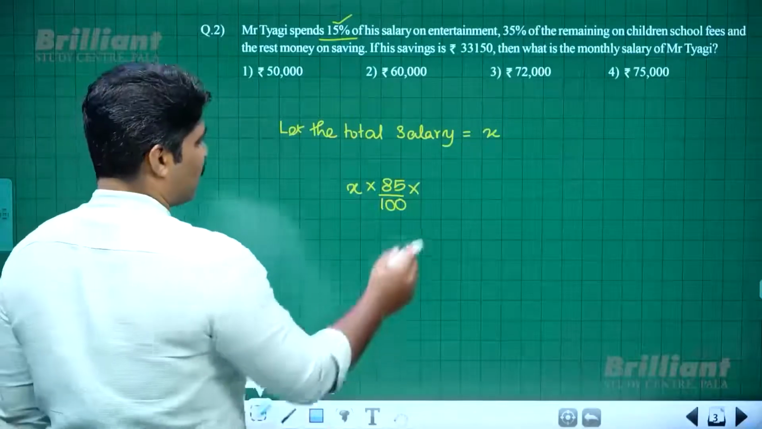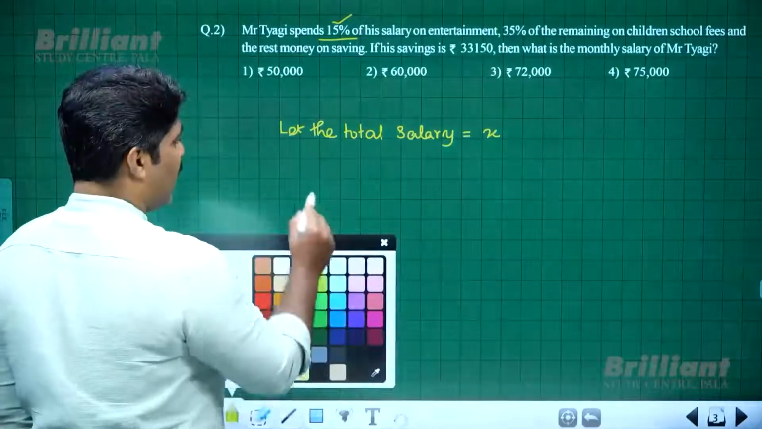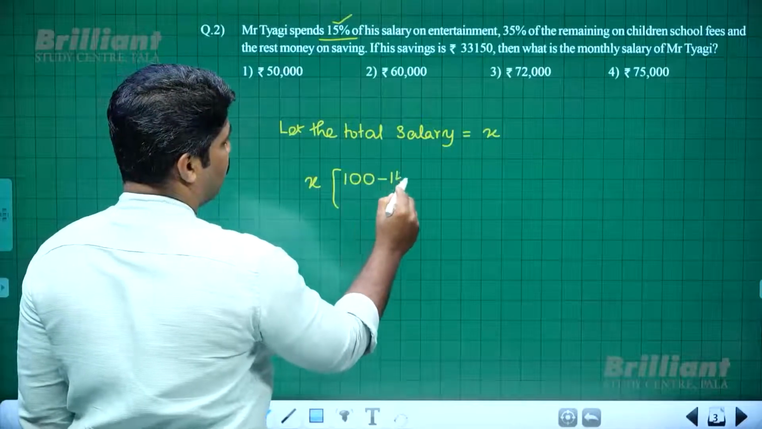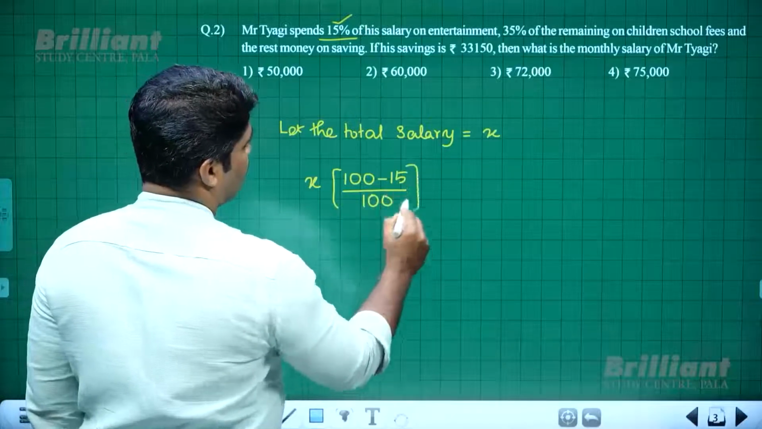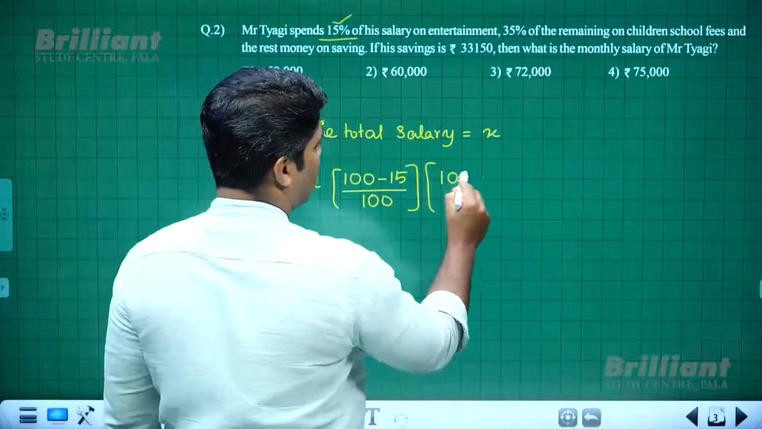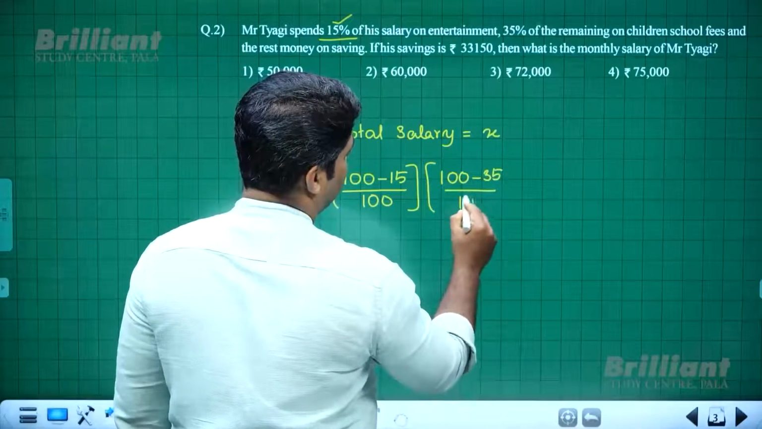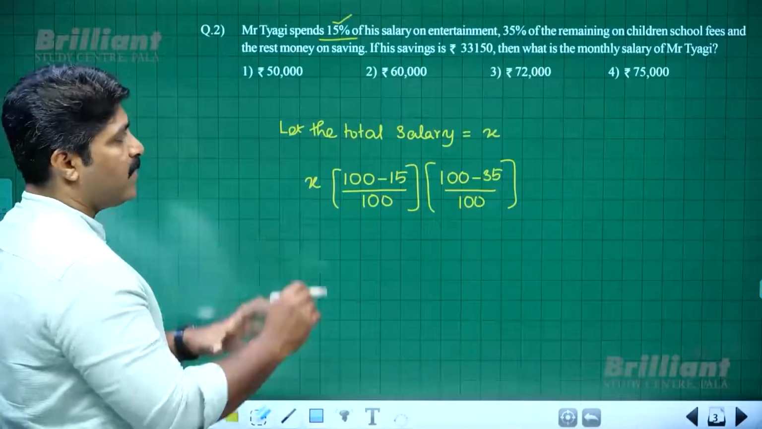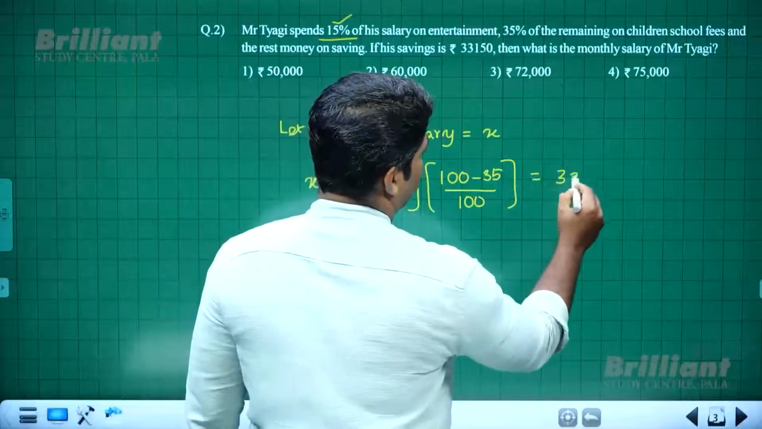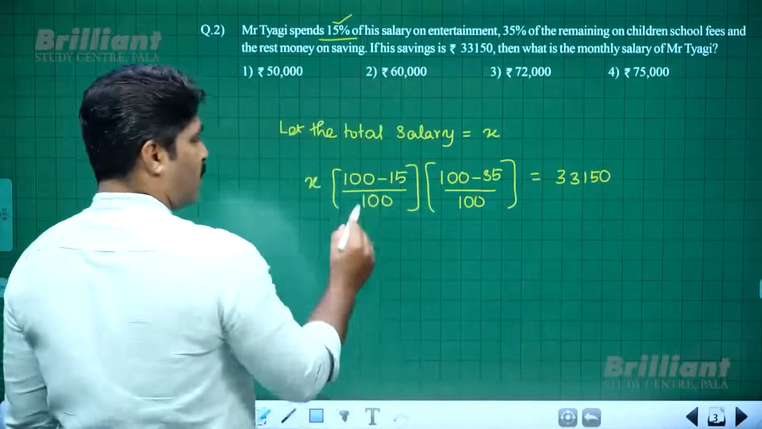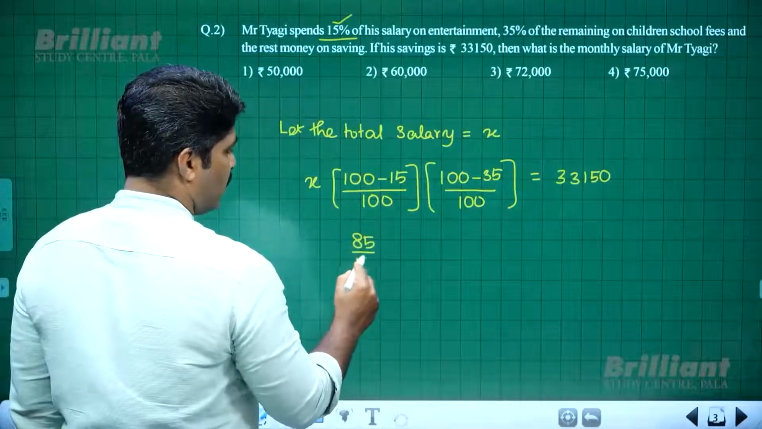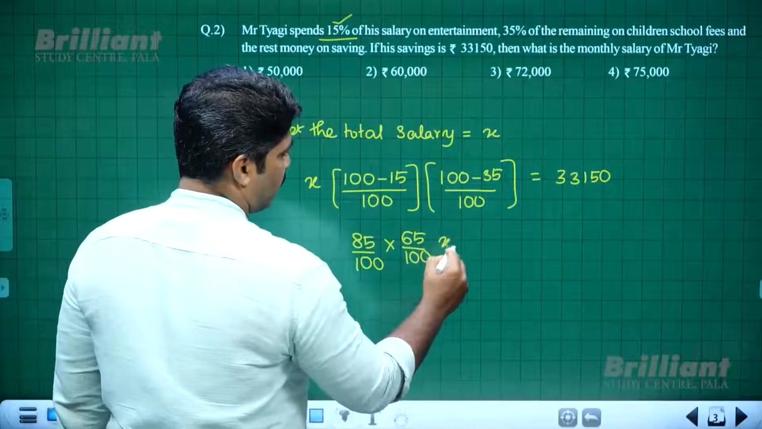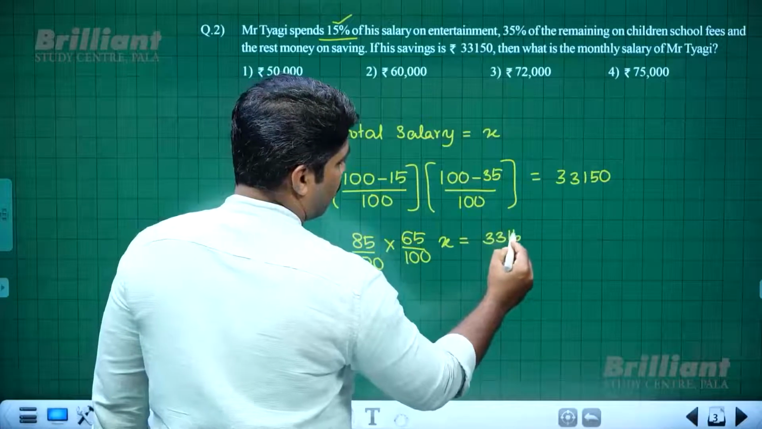Or this step we can express like this. If the total salary is X rupees, 15% deducted means 100 minus 15 by 100. Then 35% spent means 100 minus 35 by 100. This is the remaining amount, the rest of the money on savings. This savings amount is equal to 33,150. After simplifying, this is 85 by 100 into 65 by 100 of X equals 33150.